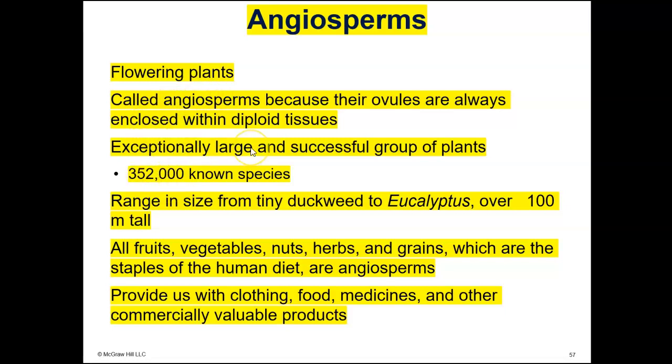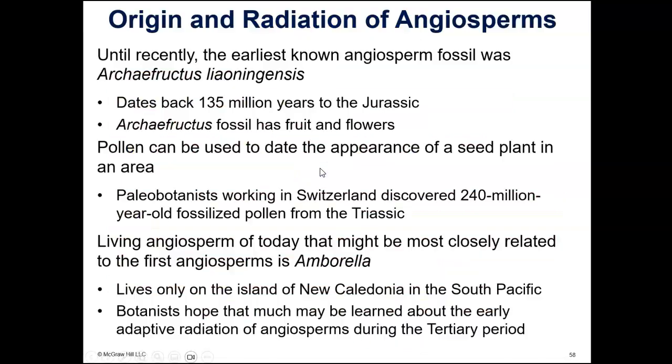This is a very large and successful group of plants with 352,000 known species. All fruits, vegetables, nuts, herbs, and grains are angiosperms. The angiosperms also provide us with clothing, food, medicine, and other valuable products. So, very important.